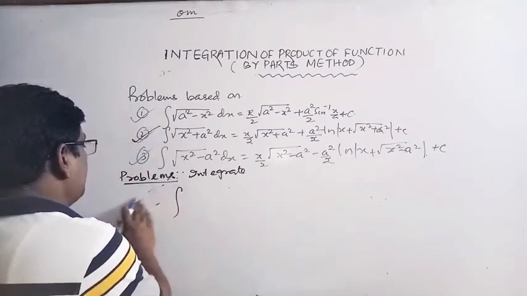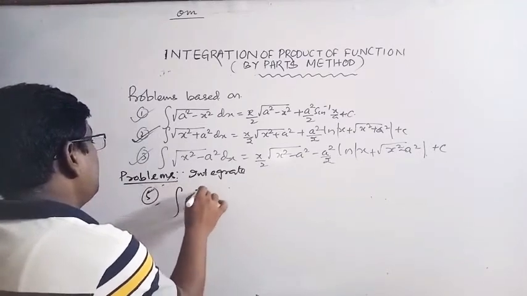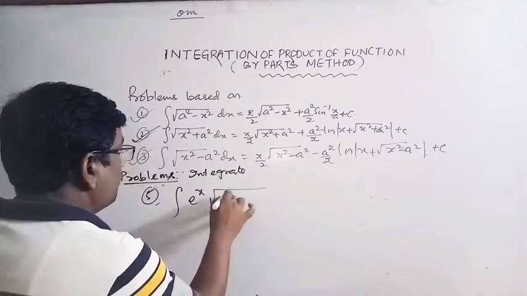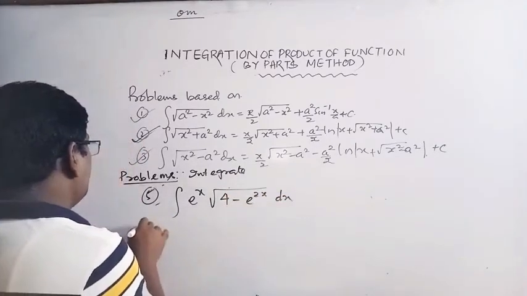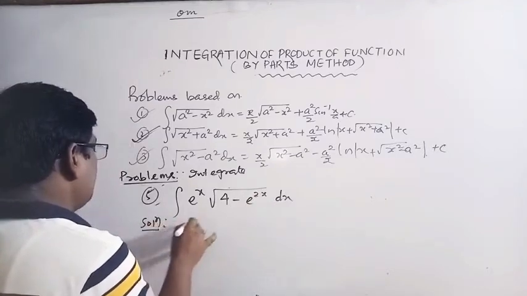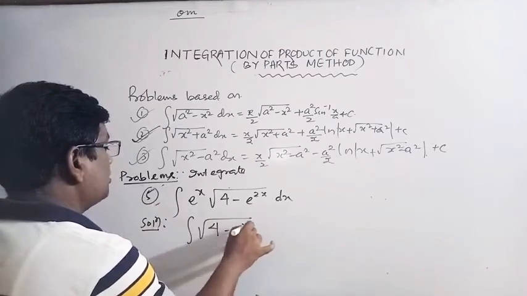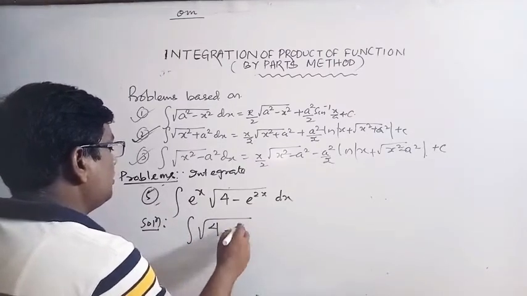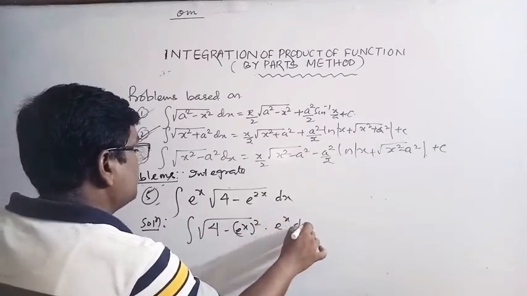Now integration. This is question number 5. Integration of e to the x square root of 4 minus e to the 2x dx. Solution is root over 4 minus (e to the x) whole square into e to the x dx.